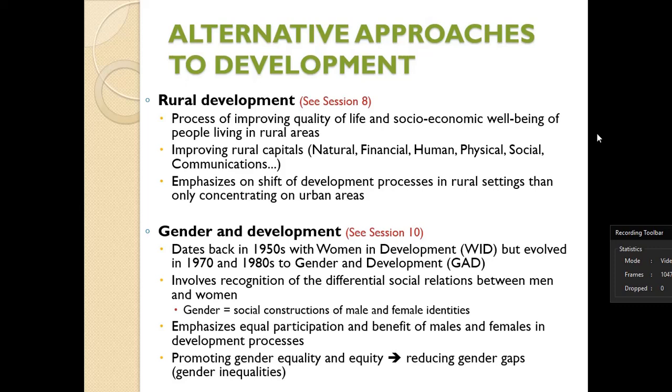Then there is gender development, which we shall look at more specifically in session 10. Which also dates back to the 1950s, whereby women were looked at as agents of development under the women in development approach, but then later evolved in the 1970s and 80s to gender development, whereby it looks at the idea that both females and males should be able to participate equally in development processes, because most societies were considering women as substitutes or subsets or subjects of men.